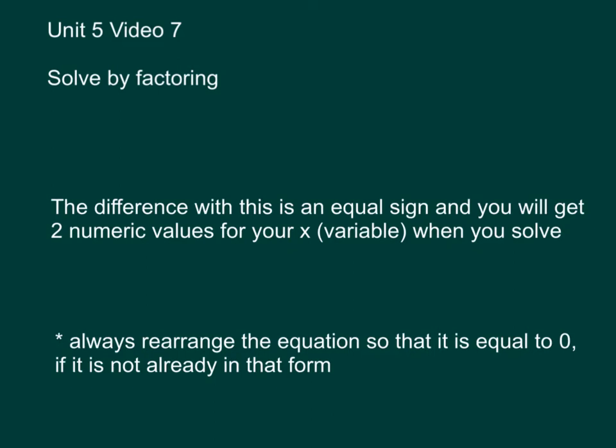All right, Unit 5, Video 7, solve by factoring. The difference with this is an equal sign, and you'll get two numeric values for your x, your variable, when you solve. Always rearrange the equation so that it is equal to 0 if it is not already in that form. A lot of times it's already going to be in that form, but remember you have to have it set equal to 0 to be able to solve.